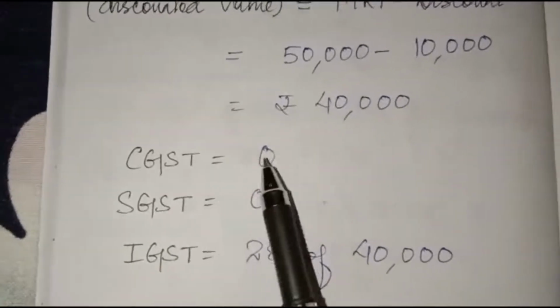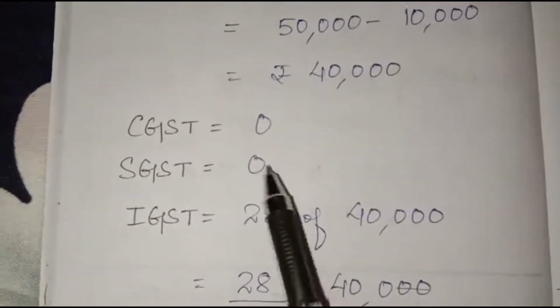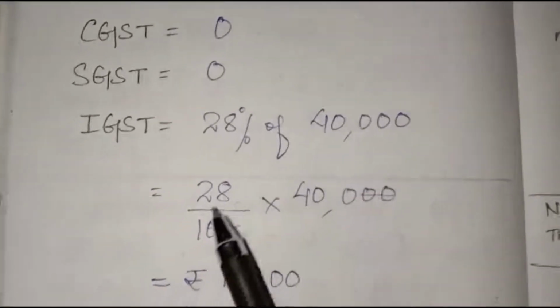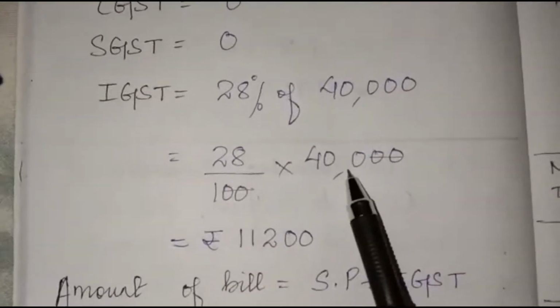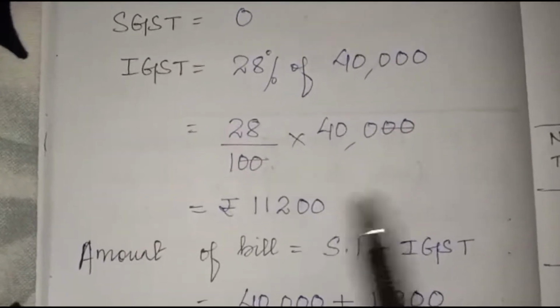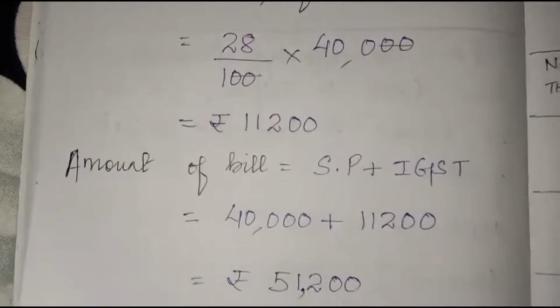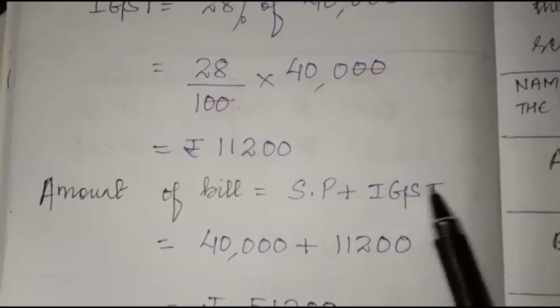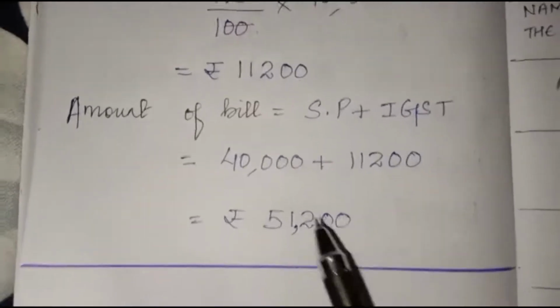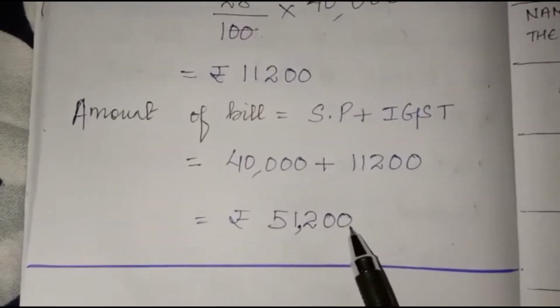Now here CGST is 0, SGST is 0, but IGST will be 28% of 40,000. So 28 by 100 into 40,000, which is rupees 11,200. Now you have to find the amount of bill. In that bill you have to include this GST. So selling price plus IGST, which is 51,200.